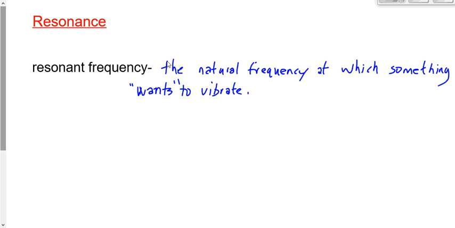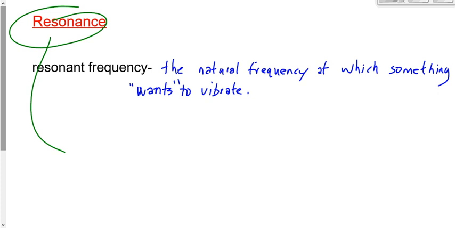That's why we didn't hear it when we were in the city traveling at 50 kilometers per hour, but we did hear it when we were on the highway traveling at 110 kilometers per hour. Everything has a natural frequency at which it wants to vibrate. Everything does.